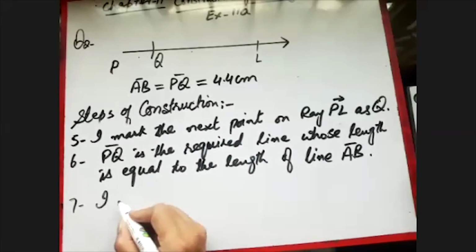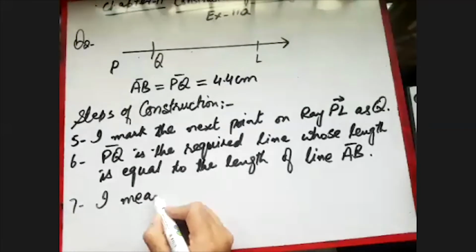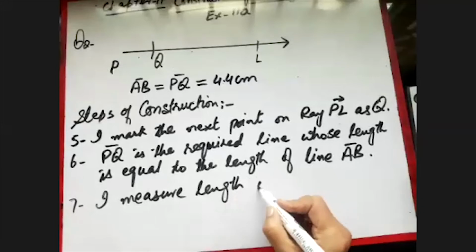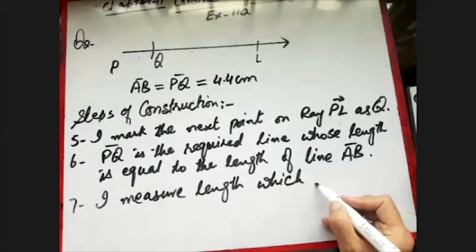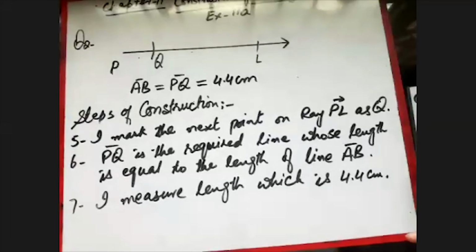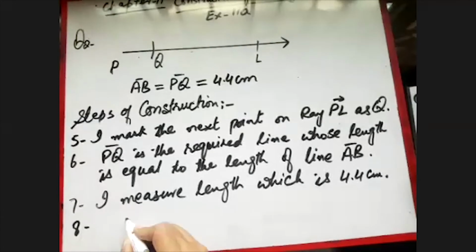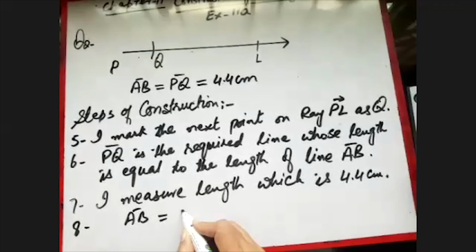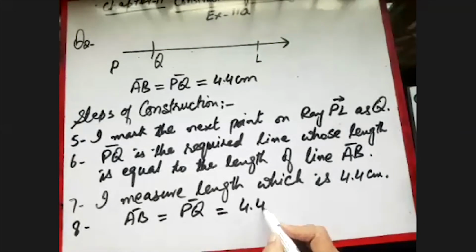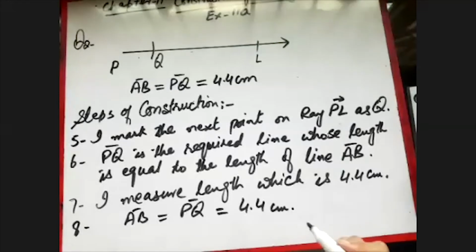I measure the length, which is 4.4 centimeters. So AB equals PQ equals 4.4 centimeters. It means you brought the line from the book to the notebook using the compasses.